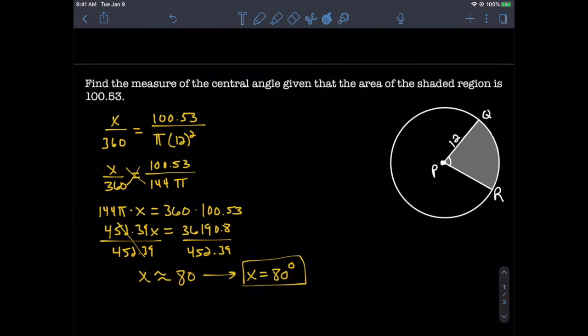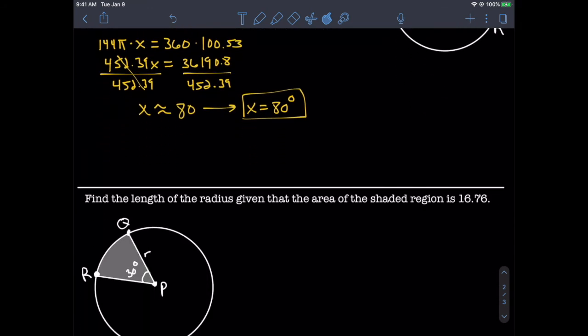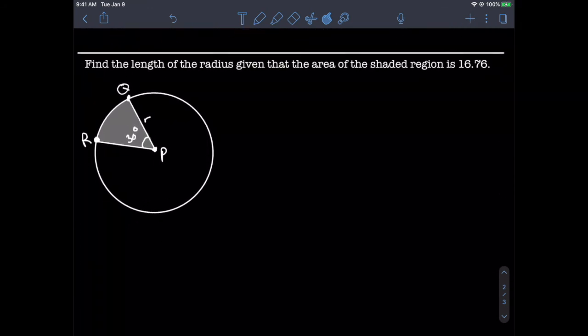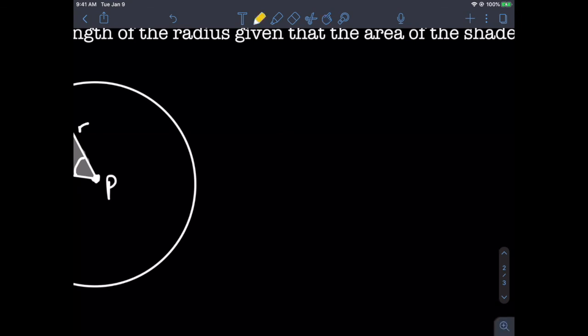Let's go ahead and take a look at one last example. Okay, so this last example asks us to find the length of the radius when the area of the shaded region here is given by 16.76. We're also given the central angle is 30 degrees. So we're going to take these two values, plug them into our fraction, and solve for the missing variable.